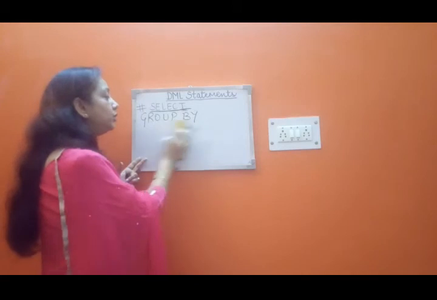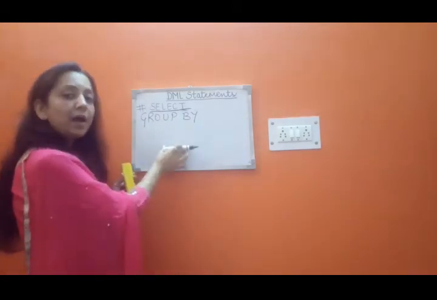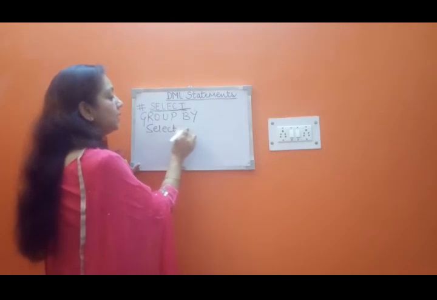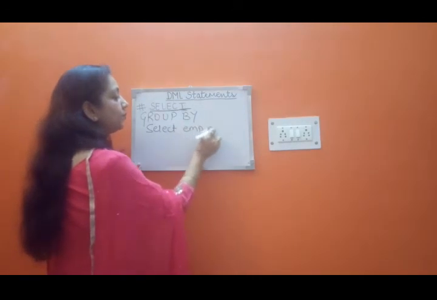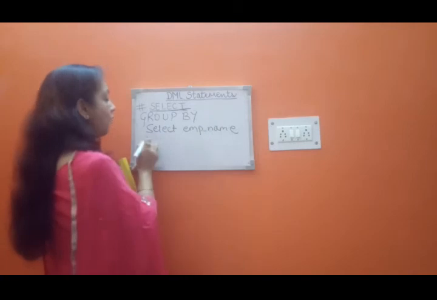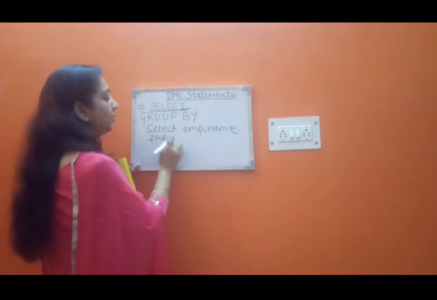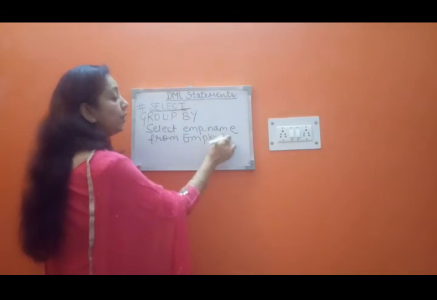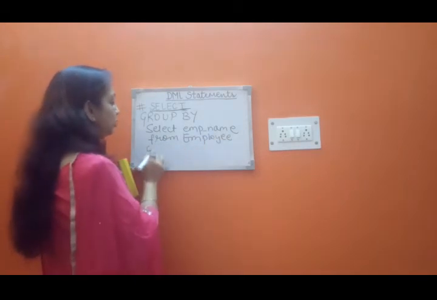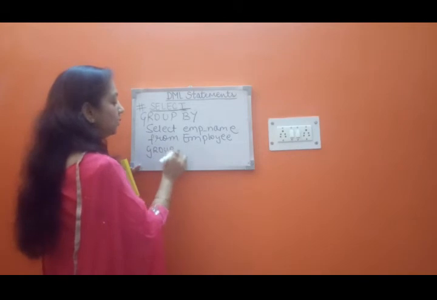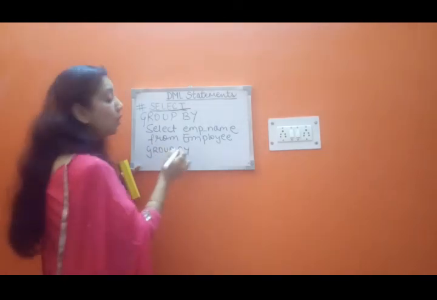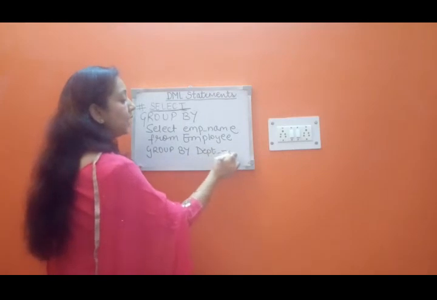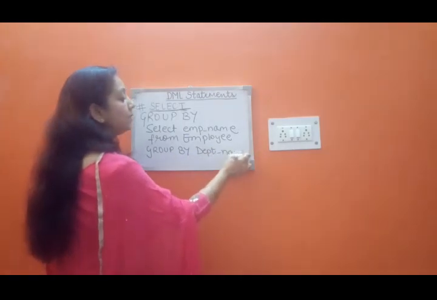So how do I do that? How do I use the group by clause? It says select employee name, same thing, from where? The employee table. Okay. And how do I group it now? From employee, group by, on what basis do I want to group them? On the basis of department name or department number. And I say group by department name.